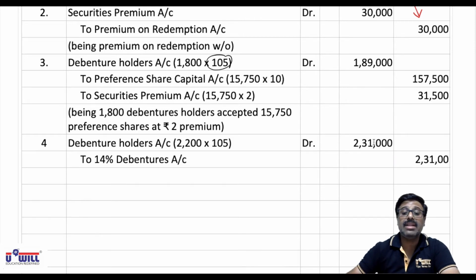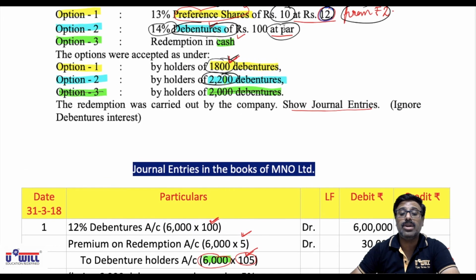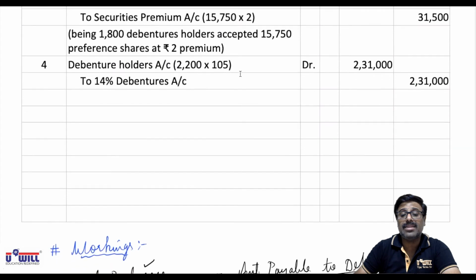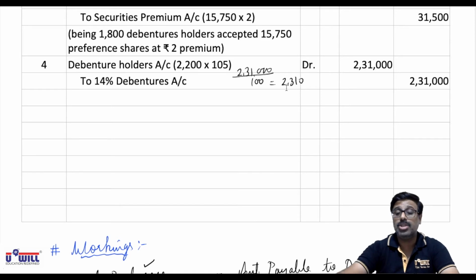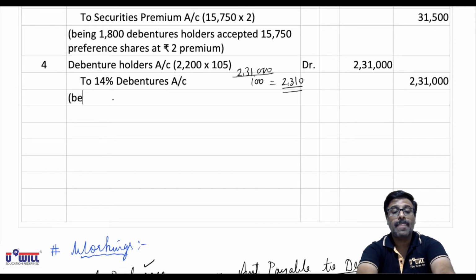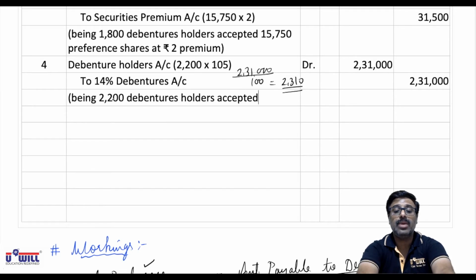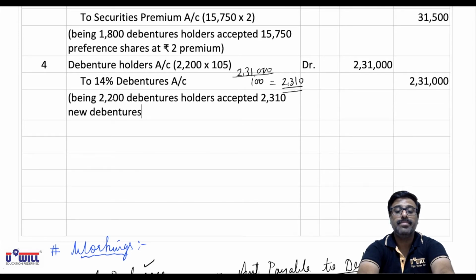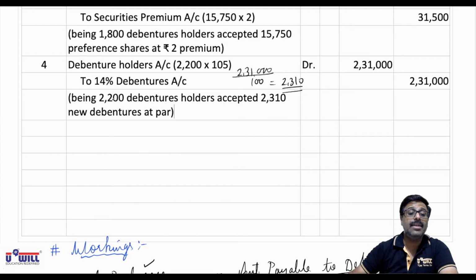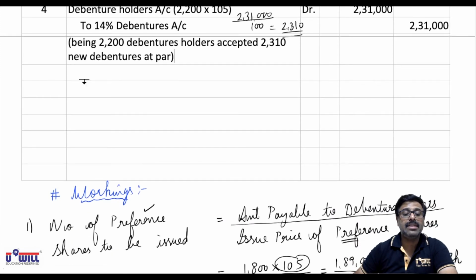But you can say you are giving them debentures at par. So we did not make the workings. Directly you can do it here. 2,31,000 divided by 100. How many debentures would be issued? 2310 debentures would have been issued. Okay, so no need of workings for this. Directly you can say here, being 2200 debenture holders accepted 2310 14% new debentures at par. Okay, we have given them the new debentures at par. I hope everyone is clear with this.